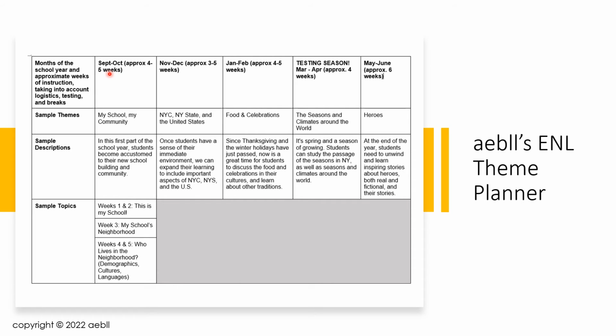So if we think about September through October, right, approximately 4 to 5 weeks. November through December, we have approximately 3 to 5 weeks. January through February, 4 to 5 weeks. March through April is testing season, so I'm really only planning for 4 weeks. And May through June, approximately 6 weeks.